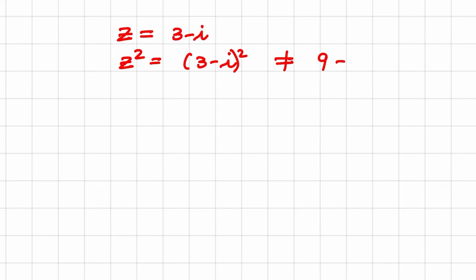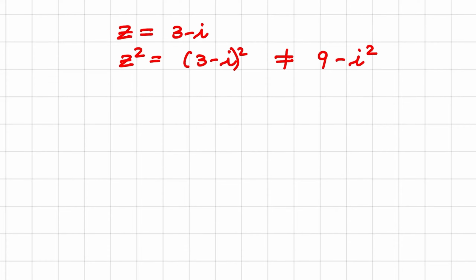So let us look at another example. Here we have z is equal to 3 minus i, and we want to find z squared. So that is the same as saying 3 minus i squared. This is not equal to 9 minus i squared. Remember, we cannot take the square into the bracket directly. What we rather need to do is to expand. So it will be 3 minus i times 3 minus i.